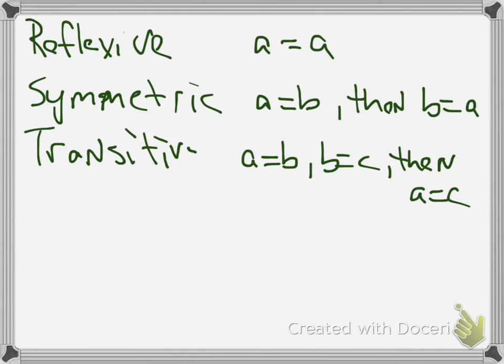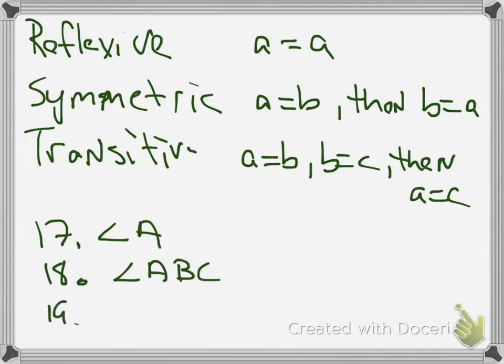So on number 17, again, what would that be? Angle A is congruent to itself. Number 18, if ABC is congruent to XYZ, this is a horrible copy, then angle XYZ is congruent to angle ABC. And then on number 19, use the transitive property. If AB is congruent to CD, CD is congruent to EF, then AB is congruent to EF. Okay? And that's all that is. If you need me to explain that further, I can, and then we can go from there.